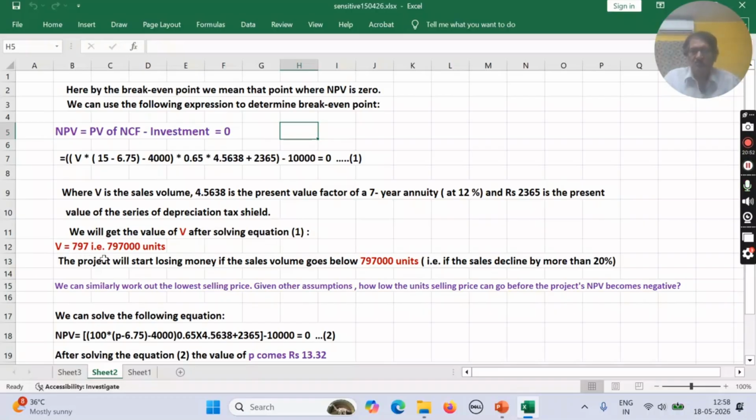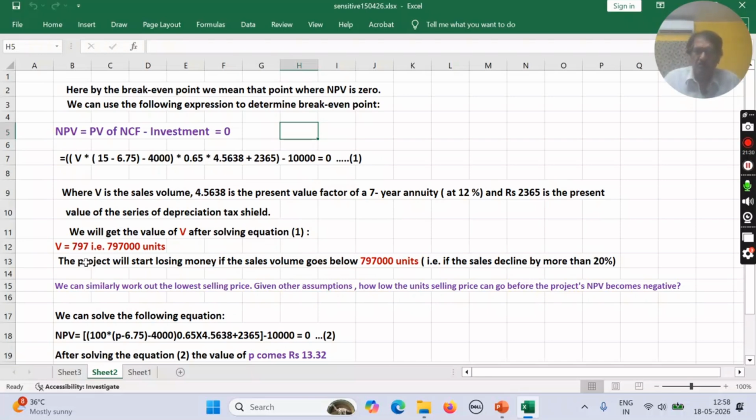That means till the volume is reduced to 797, and incorporating the 3 zeros, that is 7,97,000 units, the NPV will be 0. Now if the volume is reduced by even a single unit, the NPV will be negative. That means the project should not be accepted, the project will be rejected. This is the cutoff.